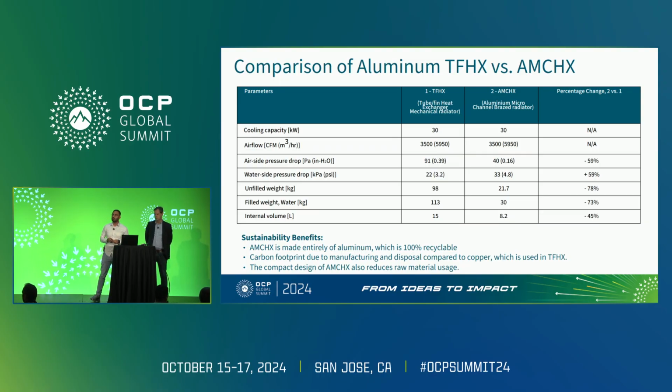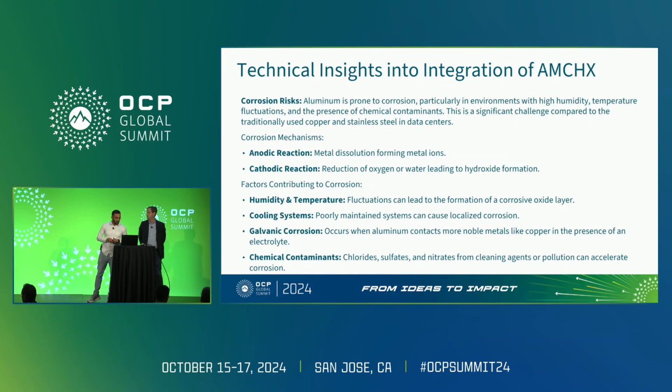So it's a positive point. With the aluminum microchannel heat exchanger, we have a lighter version of heat exchanger, about 78% lighter, and 73% when it is filled with water, because we have much less volume of water inside this heat exchanger. So now, the main challenge today with this aluminum microchannel heat exchanger is the corrosion.